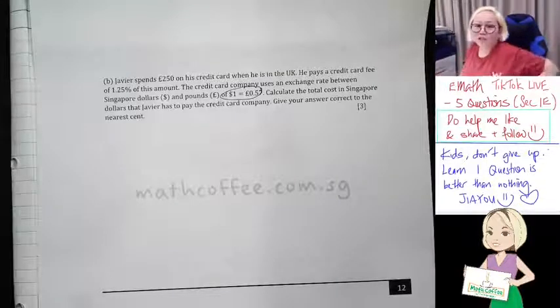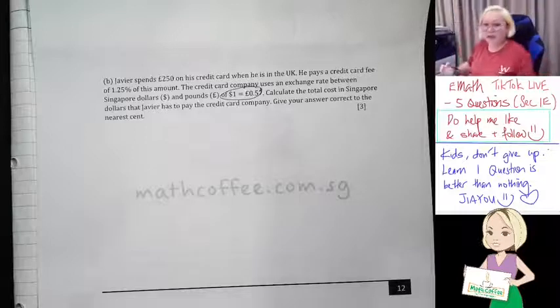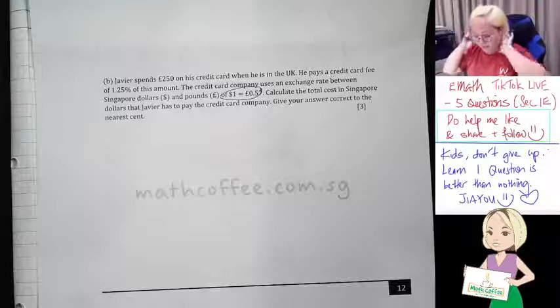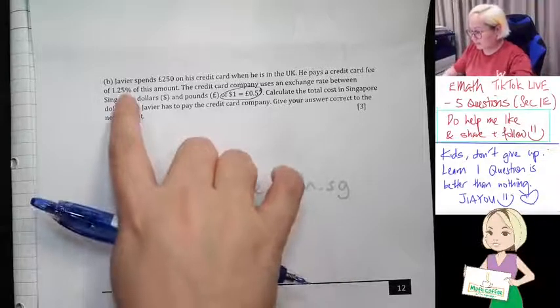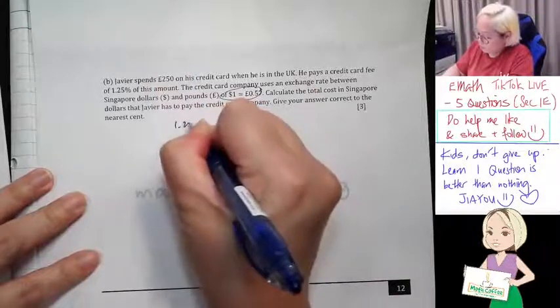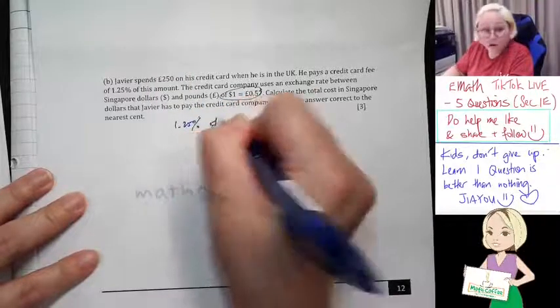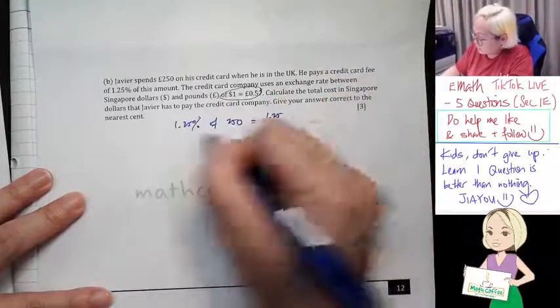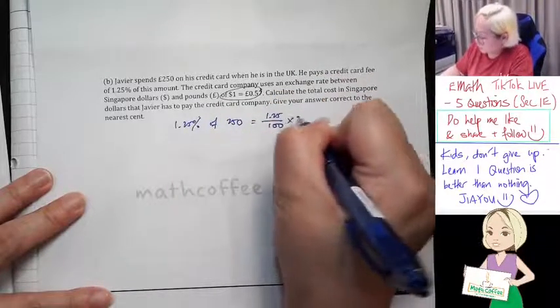For me, for conversion I always use the Google calculator or XE currency conversion. Okay, so now let's see. First I want to calculate the fee. So I want to take 1.25% of this 250. 1.25% means 1.25 over 100, then multiply by 250.